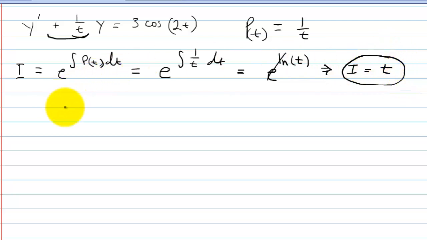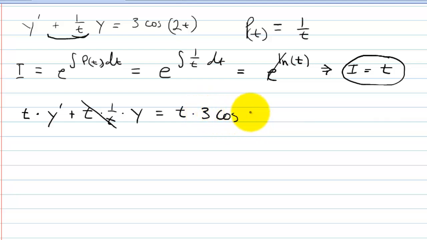And now we want to multiply the integrating factor into every component of our differential equation. So you're going to have t times y prime plus t times 1 over t, which just cancels, times y is equal to t times 3 cosine 2t. After you multiply everything by the integrating factor, you're going to integrate both sides of the equation. If you integrate this side, you're always going to get basically the integrating factor times y. So this would be t times y.